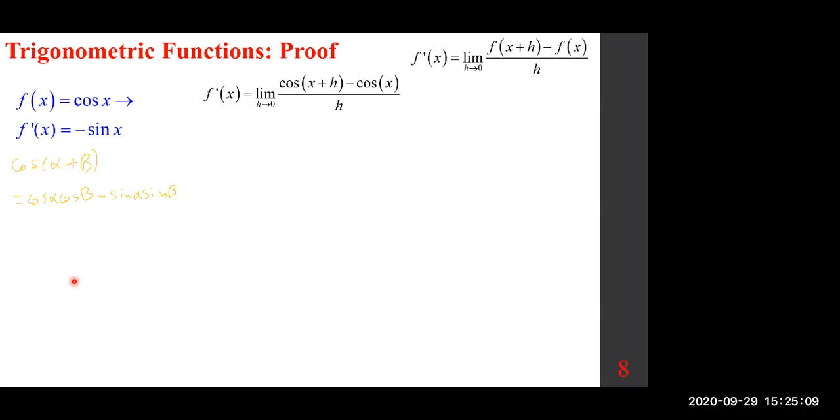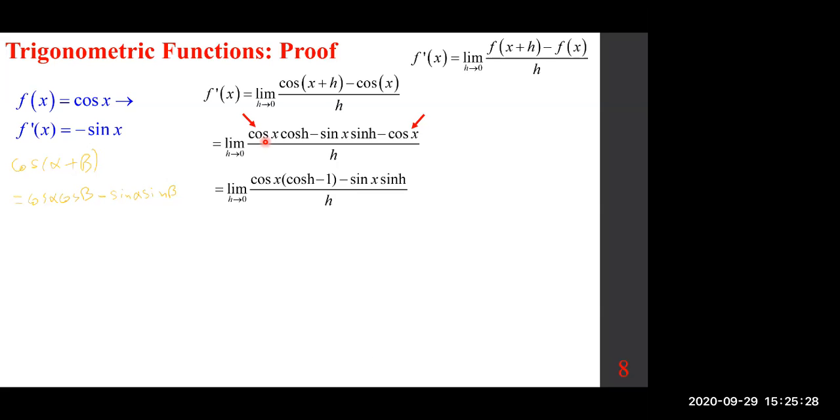But instead of alpha and beta, we have x and h. Okay, class? Again, we are going to put the first and the last one together and factor out the cosine x. So we have this part and then this part. We separate it into two fractions.